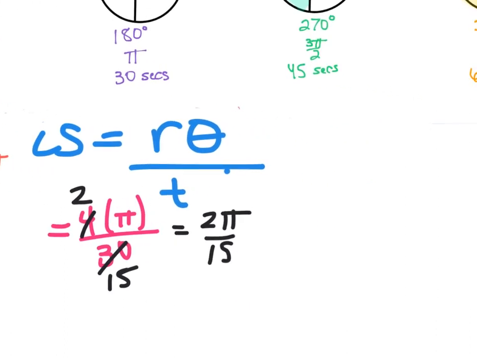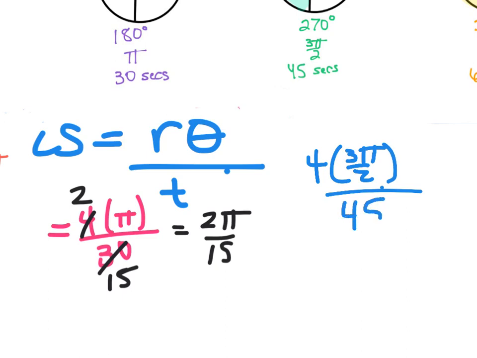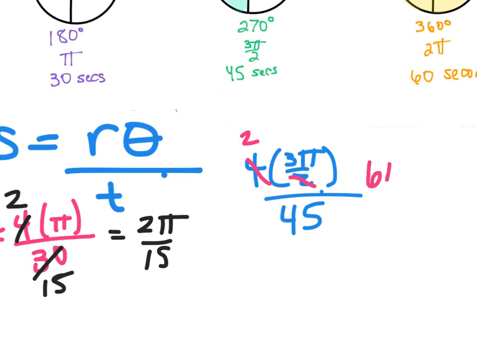If your version says, okay, I have a 4 centimeter radius and I'm going 3/4 of the way around the clock, what is the degree measurement? 270. So what does that equal in radians? 3 pi over 2. And then what's the time? 45 seconds. Simplify the numerator first. What goes into both 2 and 4? 2. So 2 goes into 2 once, 2 goes into 4 twice. So I'm left with 6 pi over 45.